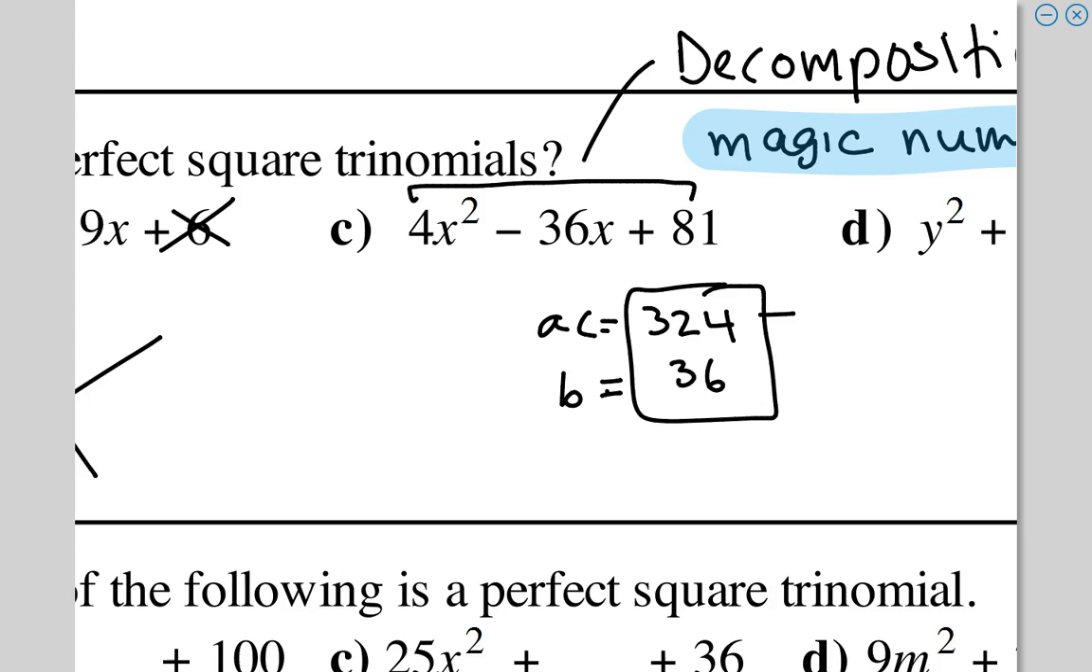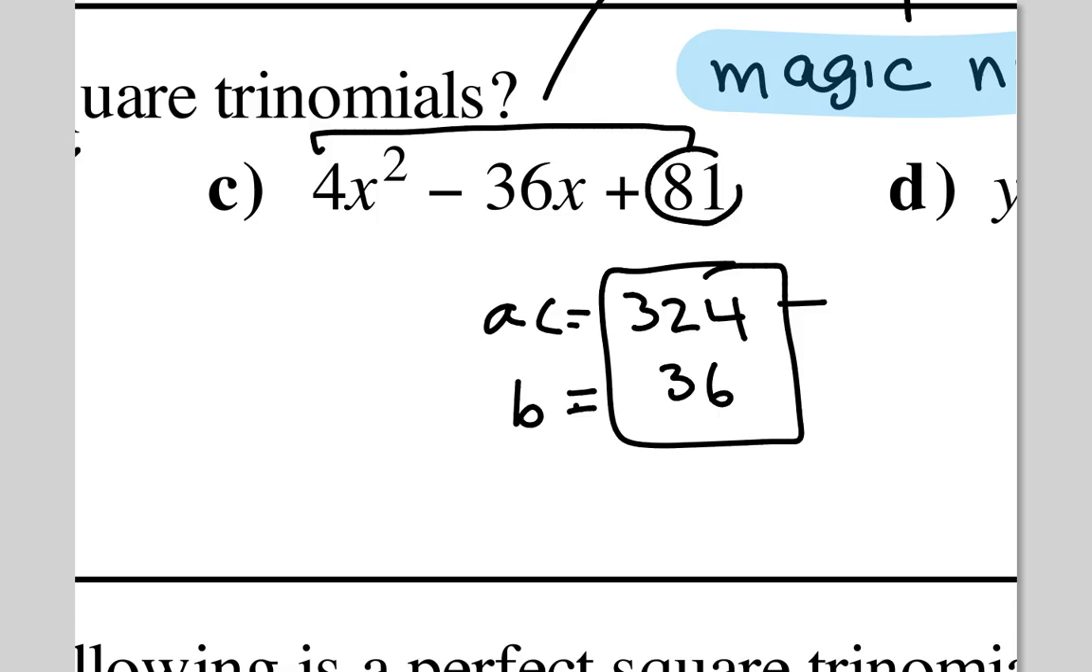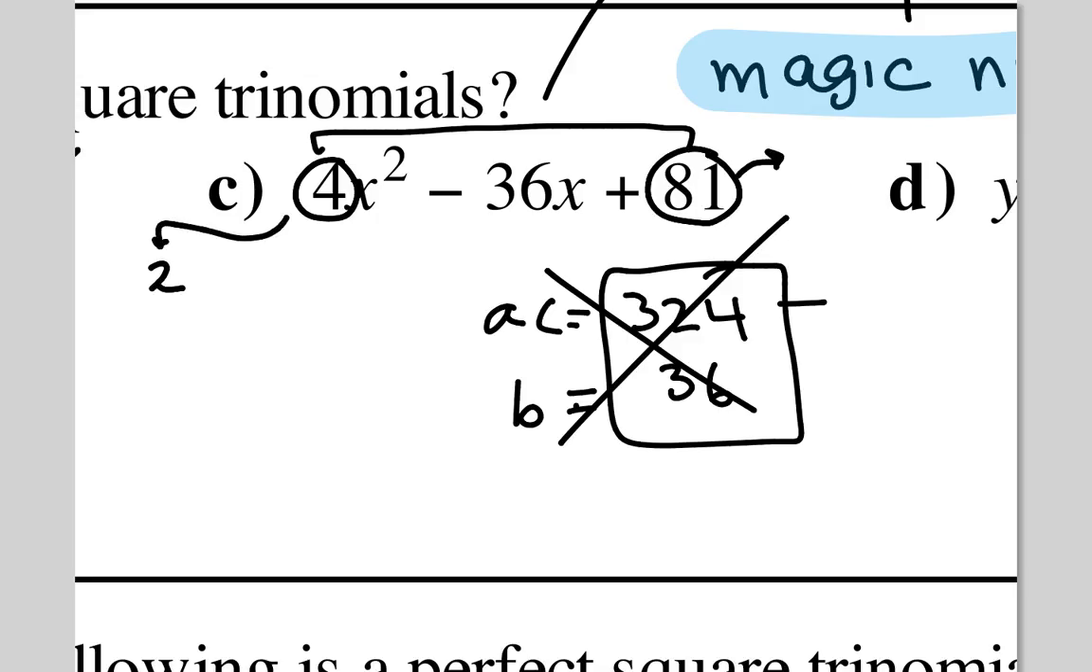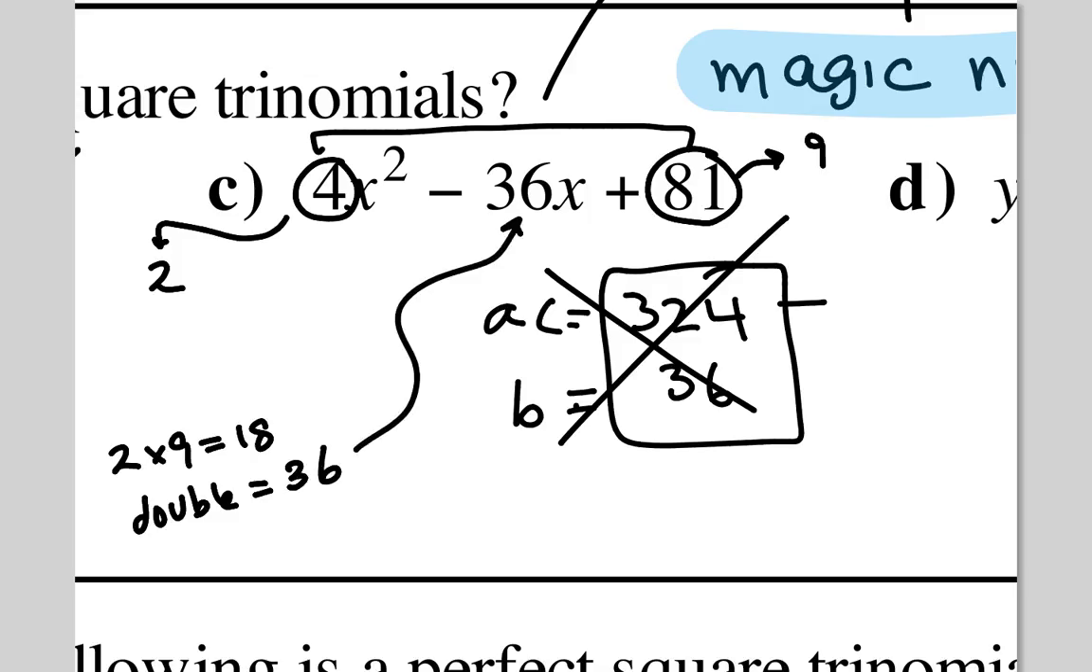The best way to do these questions is to spot the pattern. So you see 81, you see 4, you're like, oh, okay, this might be a perfect square. Because this strategy could work if you had some resilience, but it won't be the fastest method. So square root of 4, you get 2. Square root of 81, you get 9. Times those two together, 18, and then double it, you get 36. If that's this, then it's a perfect square. And then we can just get the answer.